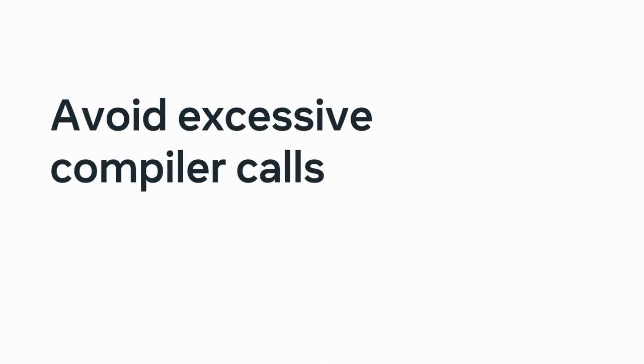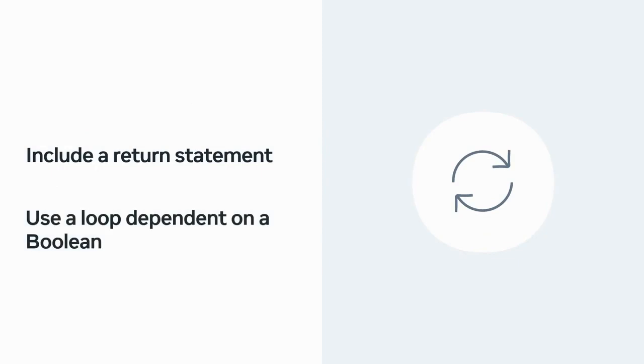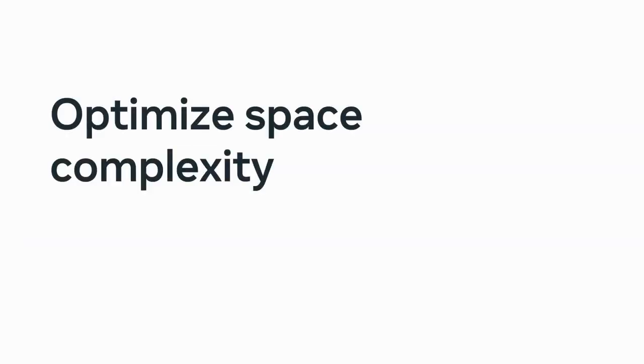Avoid excessive compiler calls. If you are searching for a value in an array, terminate the loop when the item is found. A very achievable optimization on your code is to include a return statement when a value is found, or to use a loop that is dependent on a Boolean. As soon as a result is found, the loop can be terminated. This increases overall efficiency and reduces time complexity. Space complexity is all about being clever with memory usage. Whenever you can, avoid creating more variables than needed.